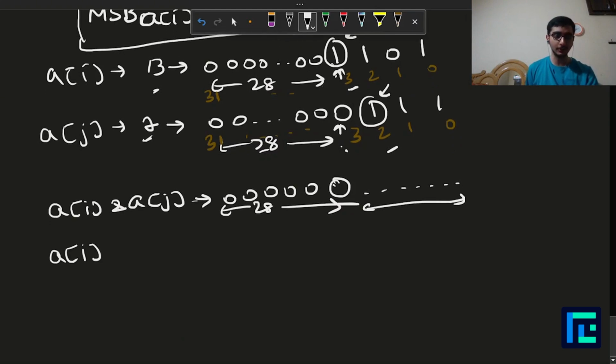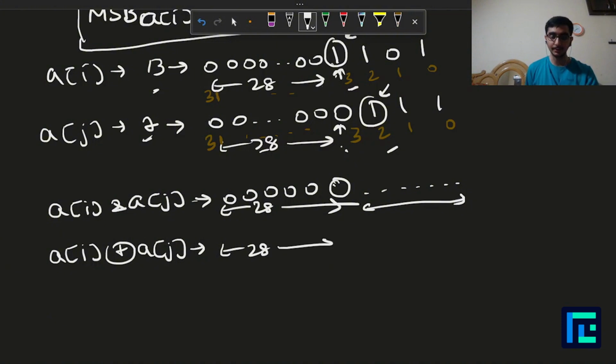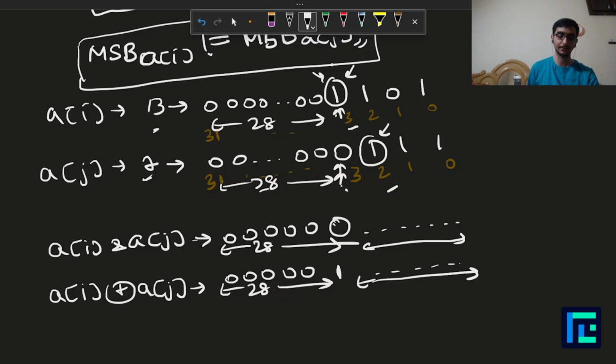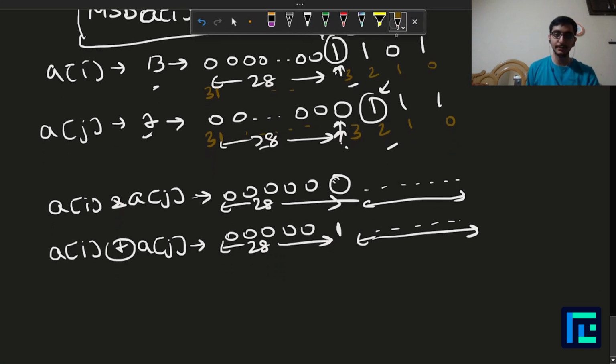Let's also calculate A of I bitwise XOR with A of j. Again, it would be 28 bits in the front with zeros. But here on the third index, one value is 1, other value is 0. So the bitwise XOR would be 1. And let's again not consider what values are there behind it. But we know at the third index, we have a 0 for the bitwise AND and a 1 for the bitwise XOR.